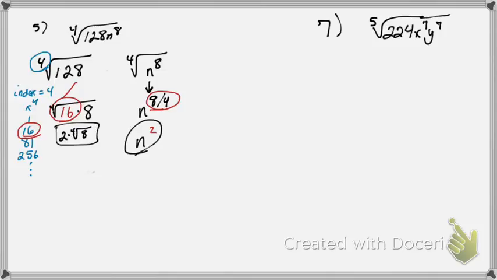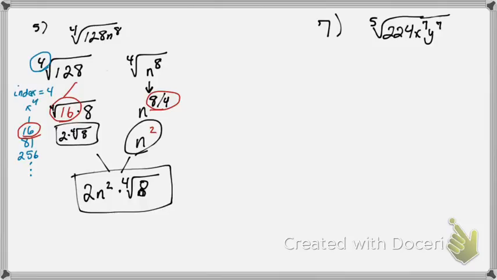Now when we take the answer from the numbers and the answer from the letters, we're going to put them together. You notice on the right side there was no fraction left when we divided it, so there's nothing under the radical from the variables. And it's just going to simply be 2 n squared times the 4th root of 8.